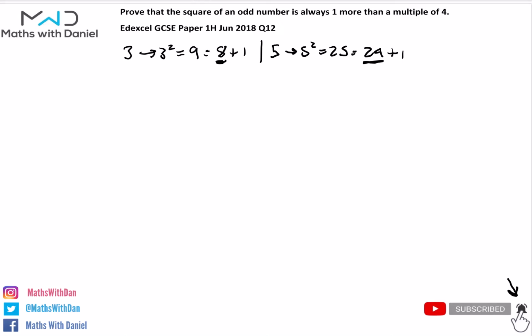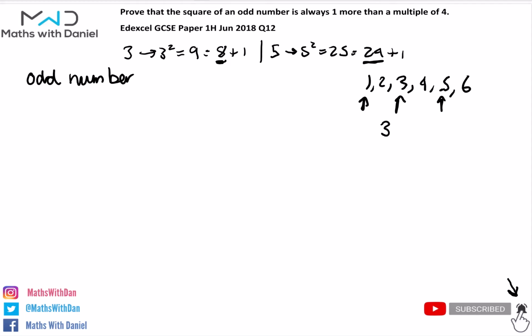Okay, so we need to express an odd number algebraically. So if I just give you a quick number line, so let's just say we've got 1, 2, 3, 4, 5, 6. The odd numbers here are 1, 3, and 5. So just a quick one, as you can see, if I wanted 3, you can see clearly that either side of 3, there are 2 even numbers, isn't it?